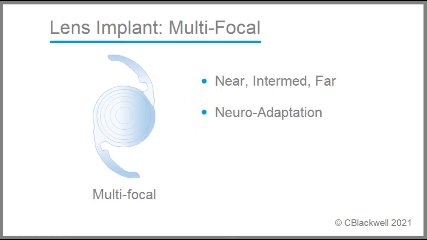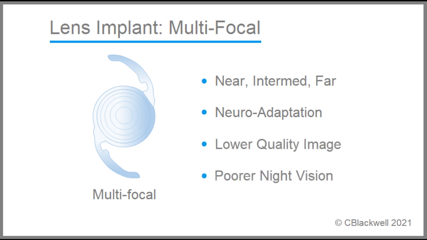We finish our introduction by recognizing that multifocal lenses have compromises. First, because you're trying to focus multiple images simultaneously, there's an initial period of neuroadaptation in which the brain has to figure out how to deal with multiple images. Second, the image quality may be reduced, more so at near. Third, night vision is more likely to have issues with glare and halos and may be reduced in general.